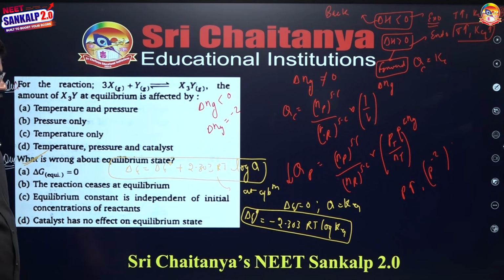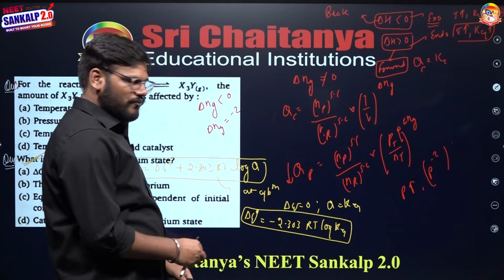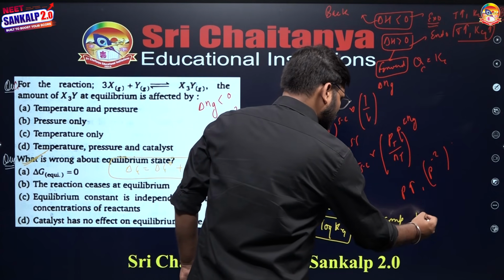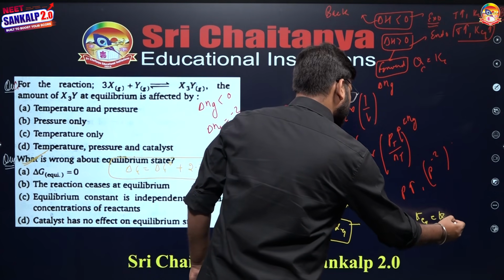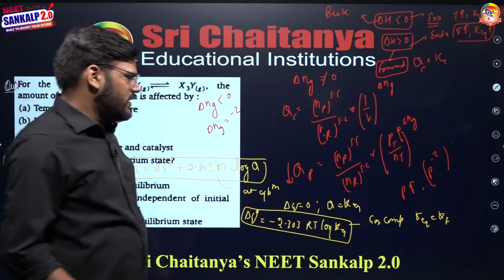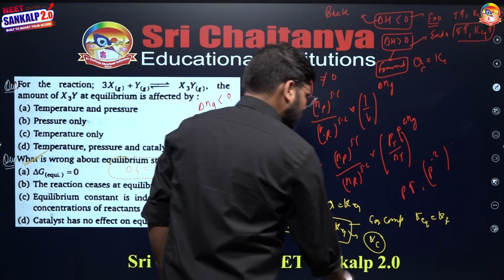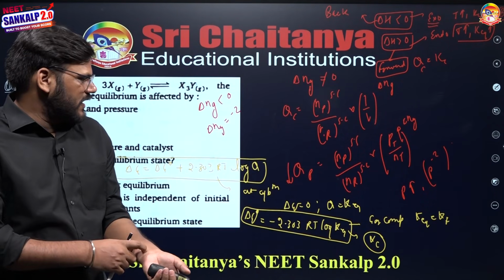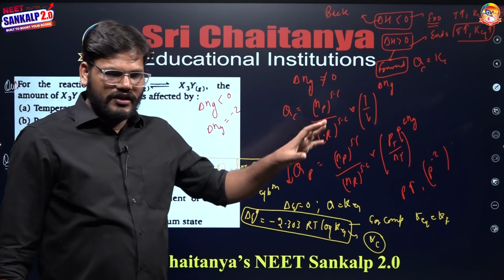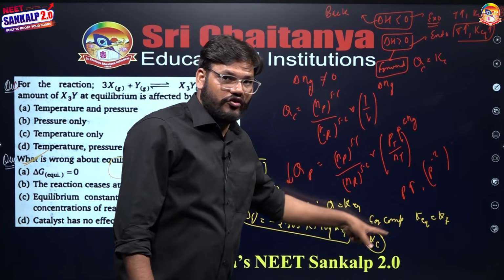Very important point. If a reaction has any gaseous component, then you can use K equilibrium as Kp. If there is no gaseous component, you can use Kc directly. And in such expressions, Kp and Kc do not have any unit. They are defined when all the components are taken in standard state. So in such a case, Kp and Kc have no unit.